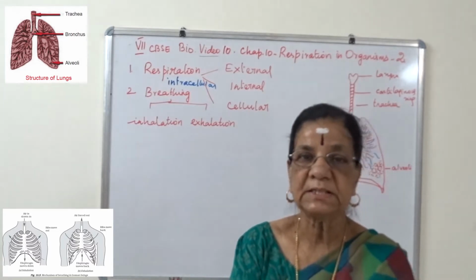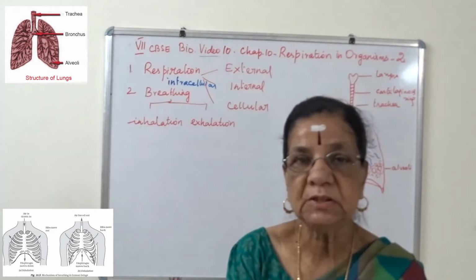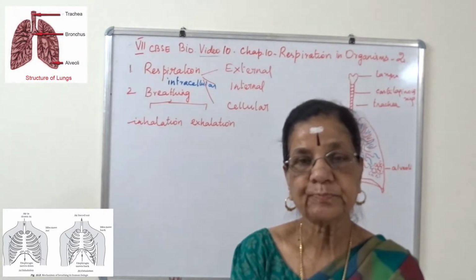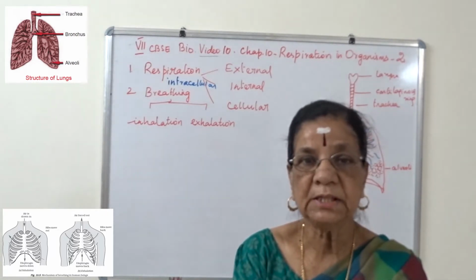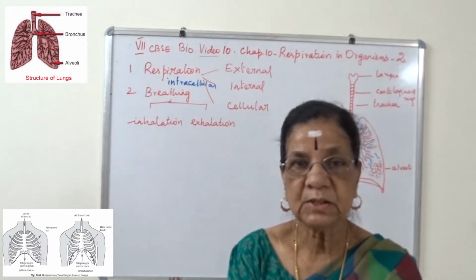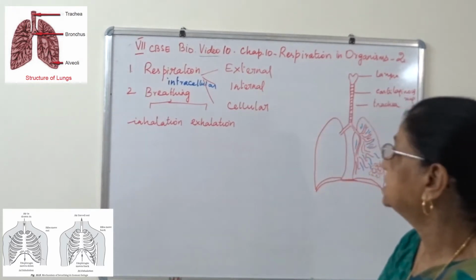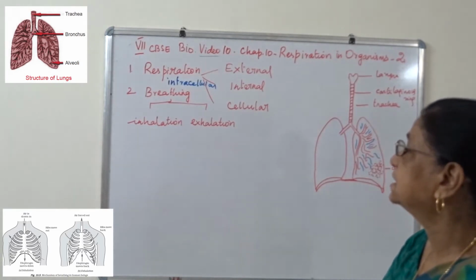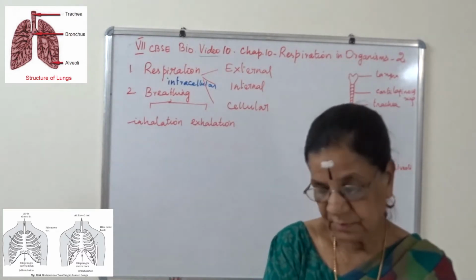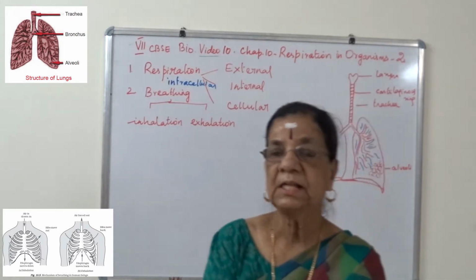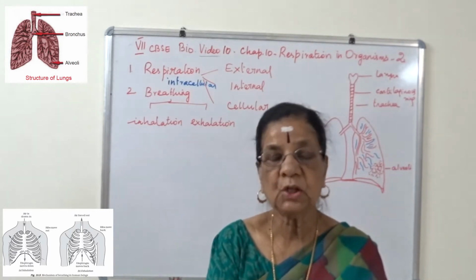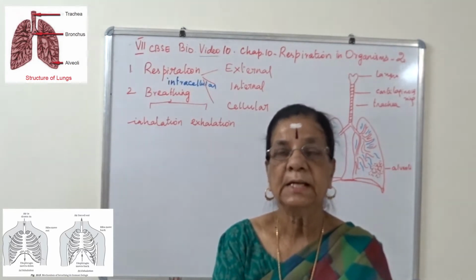And cellular respiration is the breakdown of glucose into usable energy. What does it mean? The food that we are eating has to be made into a usable form. That is cellular respiration. I hope you recollect all this. So this is respiration, and we say it is intracellular respiration. And breathing is taking in oxygen, called inhalation or inspiration, and giving out carbon dioxide is exhalation or expiration.